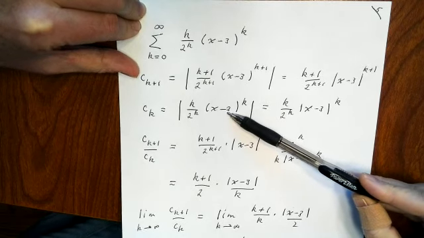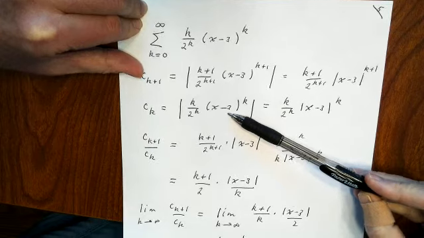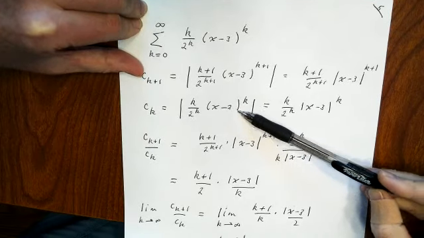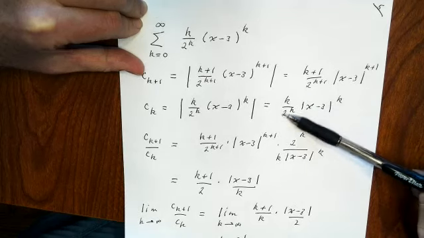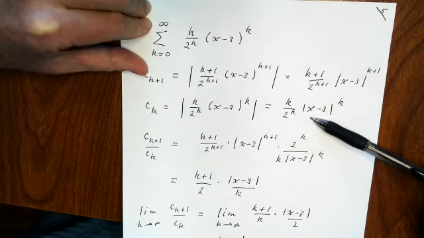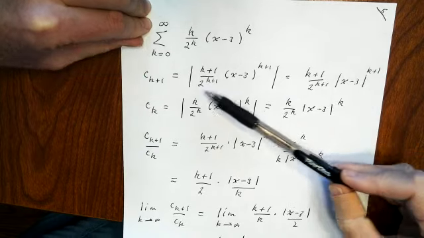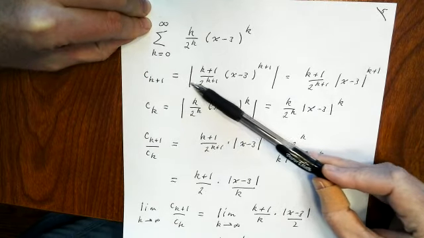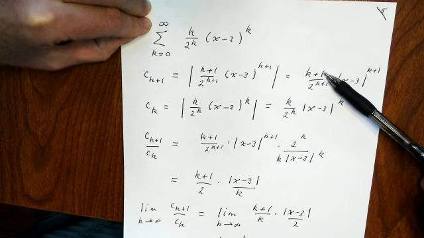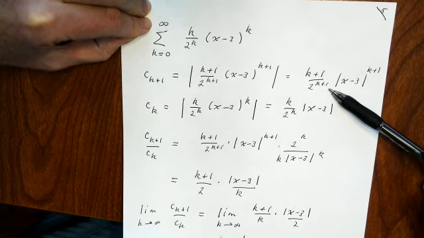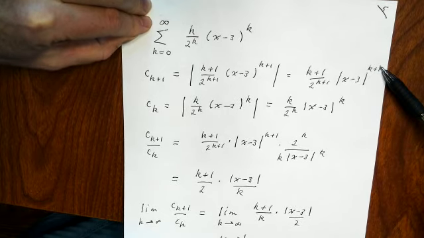But now we have to recognize that x minus 3 could be negative. So I put absolute values around this. The k over 2 to the k is positive, so I can factor that out, and I'm left with the absolute value of x minus 3 to the kth power. If I look at the k plus first term, perform the same process, I get k plus 1 over 2 to the k plus 1, x minus 3 absolute value to the k plus 1 power.